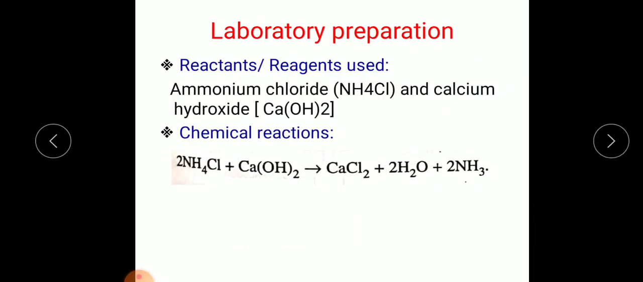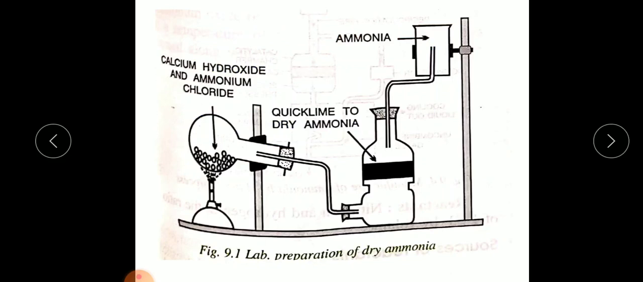Next, lab preparation of ammonia. In the lab we can prepare ammonia gas by the use of ammonium chloride and calcium hydroxide. These are the reagents, or reactants, used in lab preparation of ammonia. The chemical reaction that takes place is ammonium chloride reacts with calcium hydroxide to give calcium chloride, water and ammonia. Now let us see the preparation.